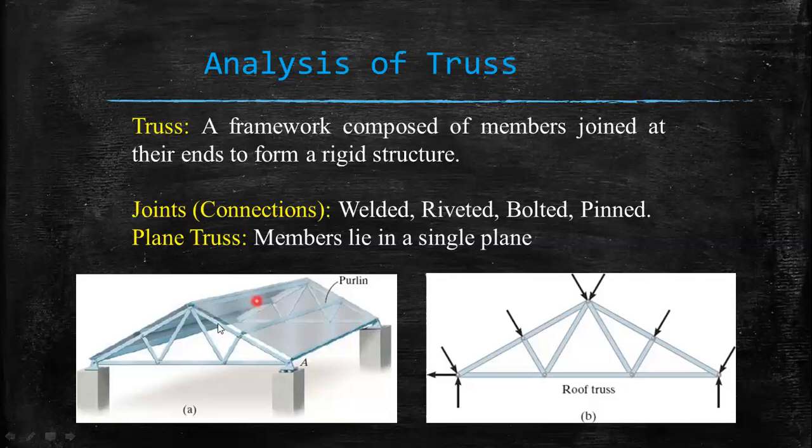Now, this is one truss. If we take it out at this side, we will see that this truss is within one particular plane, and when the truss lies in a single plane, we call that a plane truss. When all the members of the truss lie in one single particular plane, then we call that a plane truss.